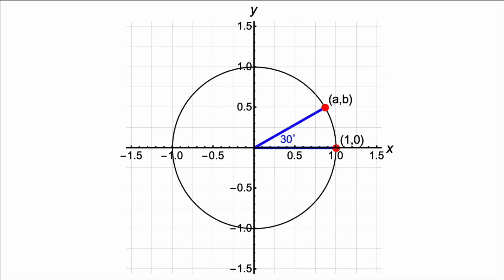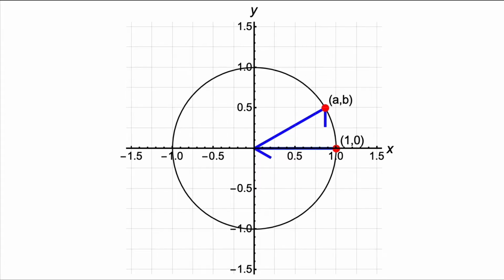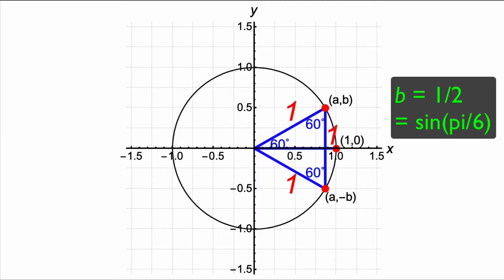To see why, pretend you don't know what the answer is. For the angle of 30 degrees, call the coordinates of the corresponding point (a, b). Now draw two lines, one from the given point and one from the origin, meeting at the same point with coordinates (a, b), which is the reflection of our original point across the x-axis. Notice that the resulting big triangle is an equilateral triangle whose angles are all 60 degrees or pi/3 radians. Since the red points are on the unit circle, each side also has a length of 1. Therefore, b must certainly be equal to 1/2, implying that sine of pi/6 radians equals 1/2.